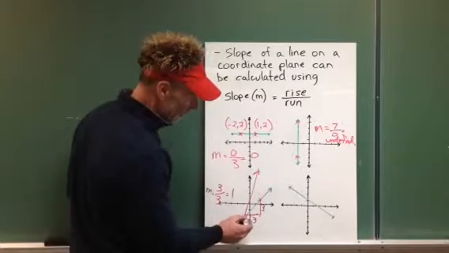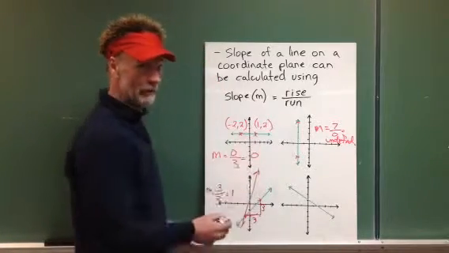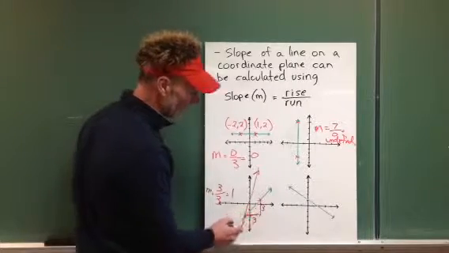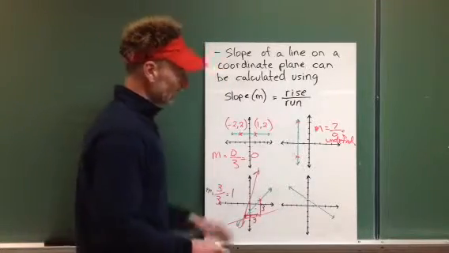A slope of 3 would be over 1, up 3. A slope of a half would be over 1, up only a half, or over 2 and up 1. It'd be a flatter line. Okay, let's look at this one here.